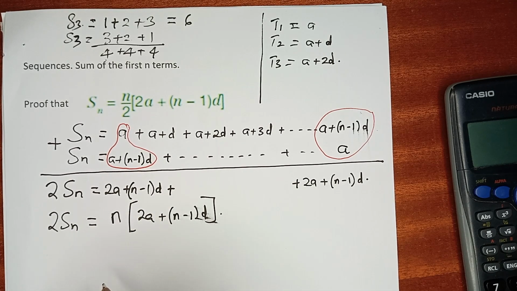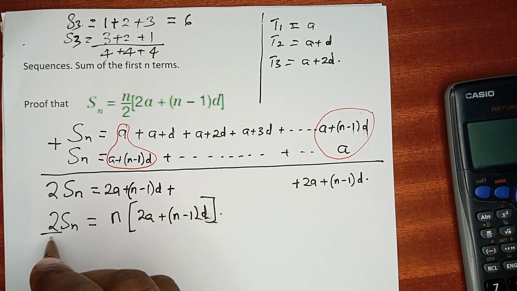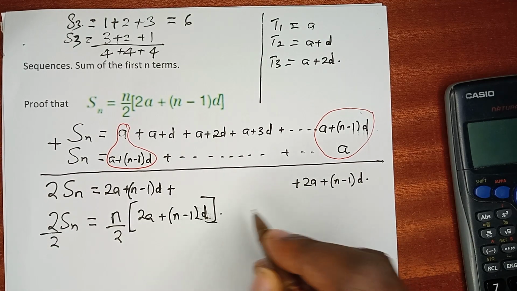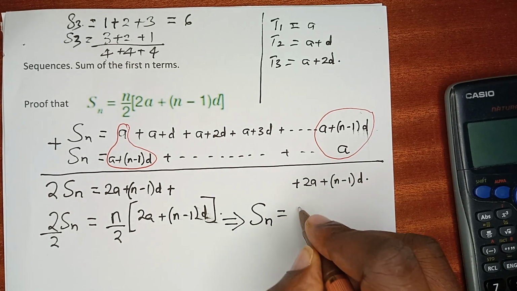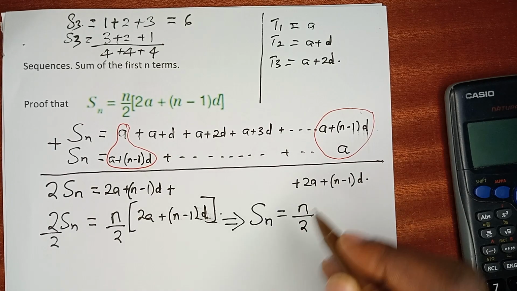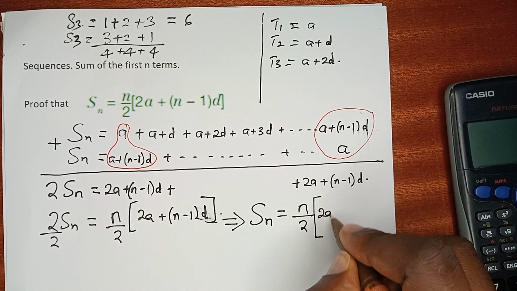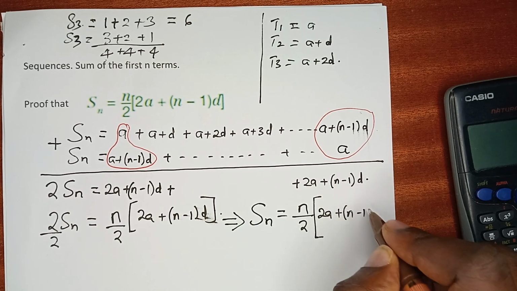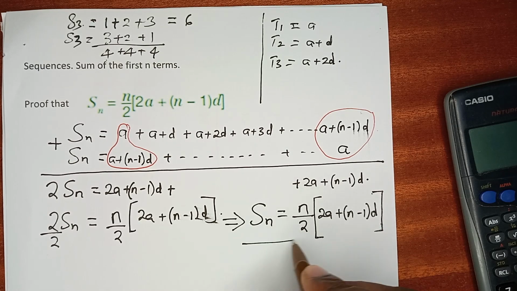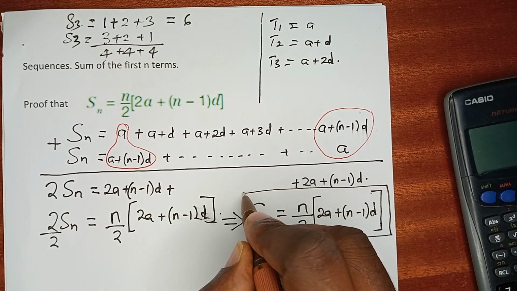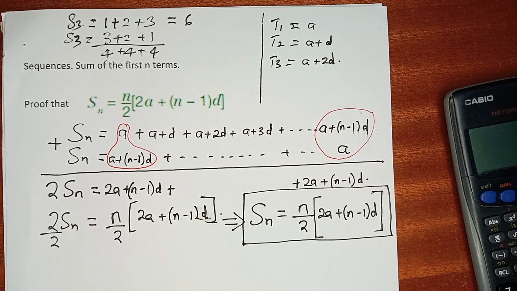And because we did not want twice the sum, we divide every side by 2. And this clearly tells us the sum of the first n terms is n over 2, open major bracket, 2a plus (n minus 1)d, close the major bracket, and this is it. That is the formula we should always use when we are asked to get the sum of the first n terms of an arithmetic sequence.